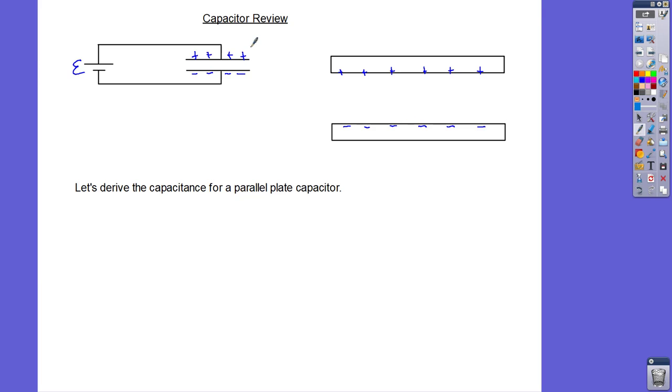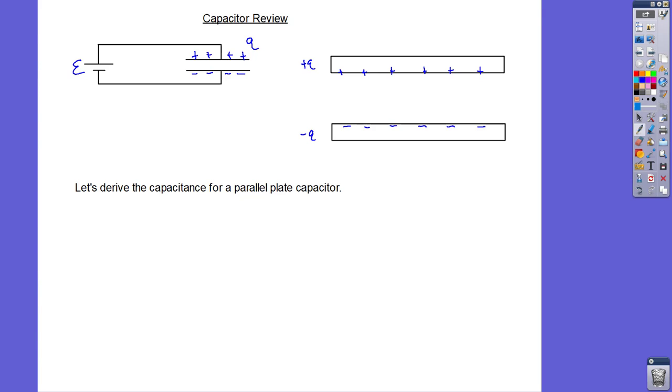And remember that we have charge Q on the capacitor, and that's going to be equal to the charge on each plate. So each plate has a charge Q. Okay, so this is going to have a charge positive Q, and this is going to have a charge of negative Q.